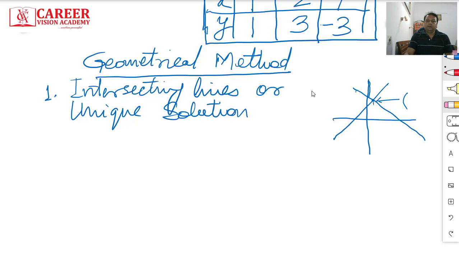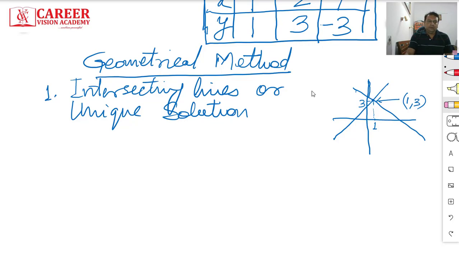Now if I take the coordinates of this, say this is 1, and say if this is 3, the coordinates will be (1, 3). That means in this case, if you have to find out the values of the variables x and y, your solution will be x is equal to 1 and y is equal to 3, because this is the point which is satisfying both the lines. And so intersecting lines means unique solution.